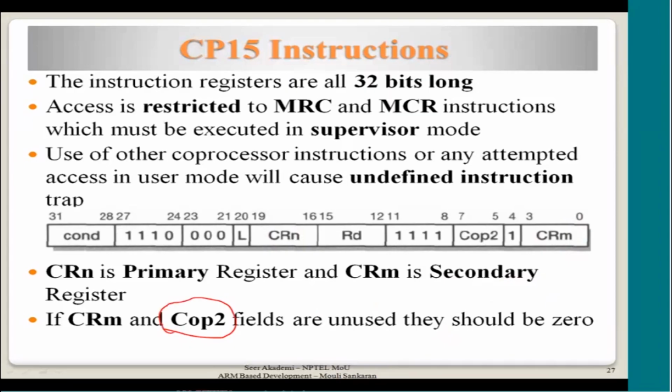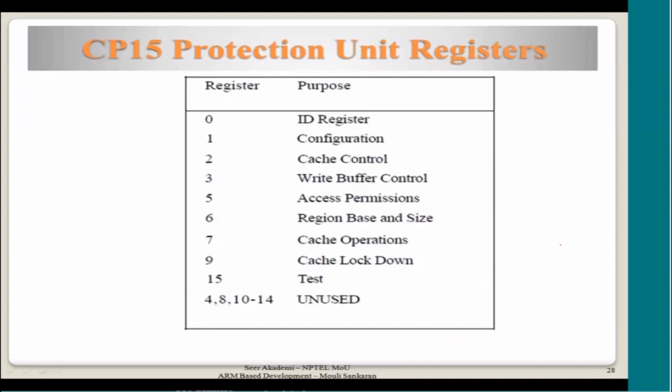And COP2 is an instruction. That means it can put some bit patterns here, here, and then instruct the coprocessor to do different jobs. Okay. In our sense, it is an MMU or MPU coprocessor. Now, there are so many register numbers. These are primary register numbers. The protection unit has, under CP15, these registers.